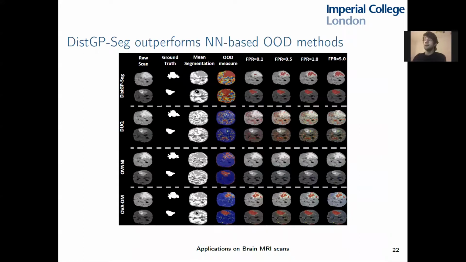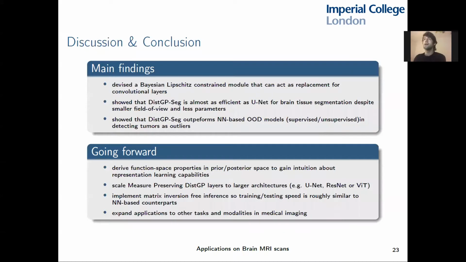And how do the results actually look visually? If you look at the last four columns, we can see the tissues above the threshold set at four different false positive ratios. We can see that our method, which is the first two rows, performs quite well on the two scans, whereas OVADM, which is the last two rows, also does a reasonable job.